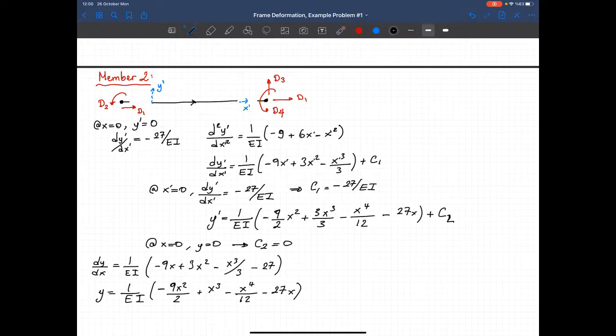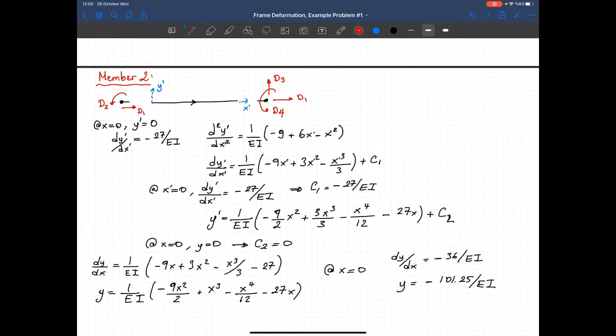Now let's determine what dy over dx is at x equal to 3. So at x equal to 3, you put x as 3 into that equation, we obtain dy over dx as minus 36 over EI, and y as equal to minus 101.25 divided by EI. So let's plot that one more time.